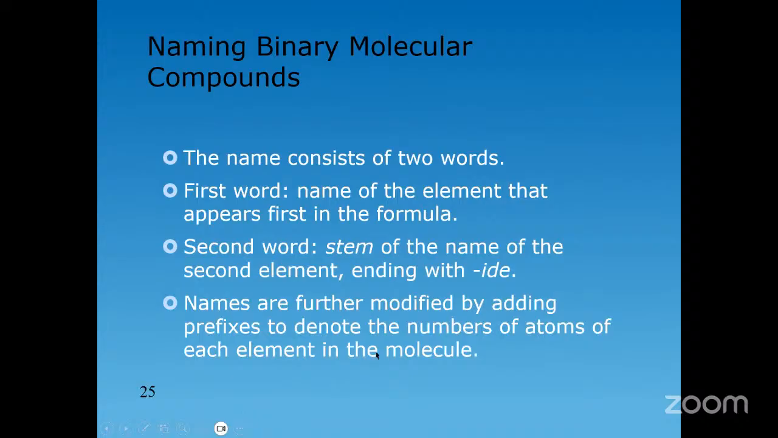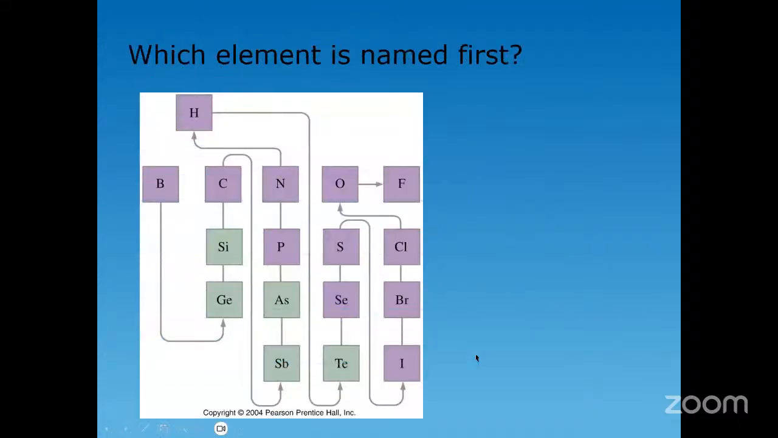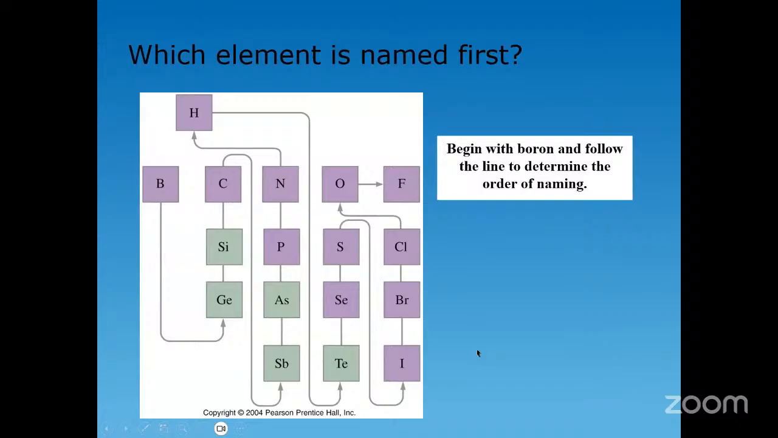And then in addition to that, you have to use prefixes which indicate the number of atoms of each element present in the molecule, right? Okay, I'll show you the prefixes later on. Now, the question becomes, which element is first in the name or the formula? Now, you could memorize this chart, which I'm quite sure would be a bit of a pain, but basically what it comes down to is how the elements are positioned relative to each other in the periodic table, right?